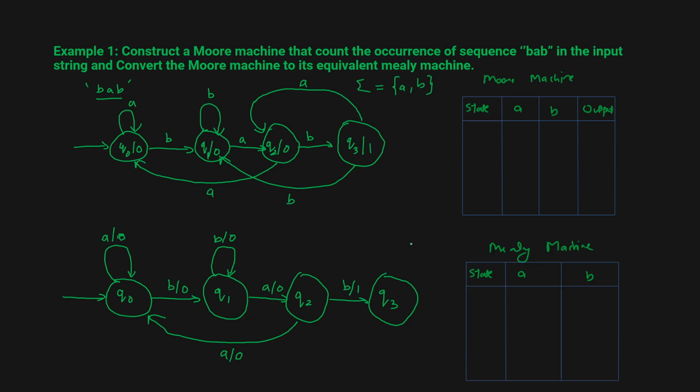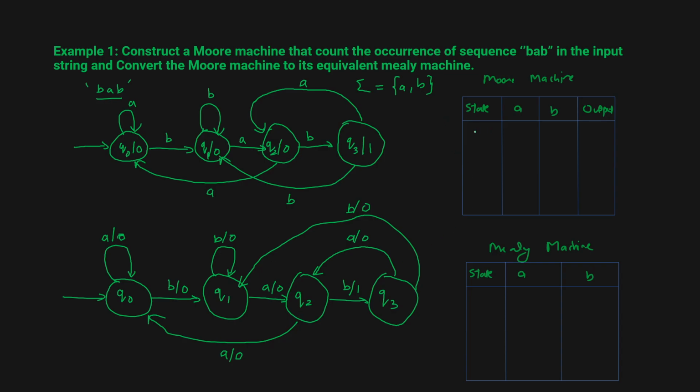Now, in Q3, what happens? If you get input A, you're going to Q2. So let's draw that. Now in Q2, the output is 0. So A/0. And if you get input B, you are going to Q1. So let's draw that. In Q1, the output is 0. So it is B/0. So this is how we convert a Moore machine to its equivalent Mealy machine.